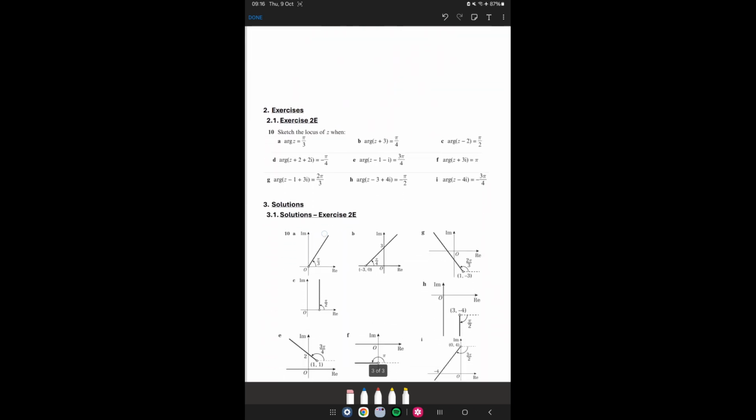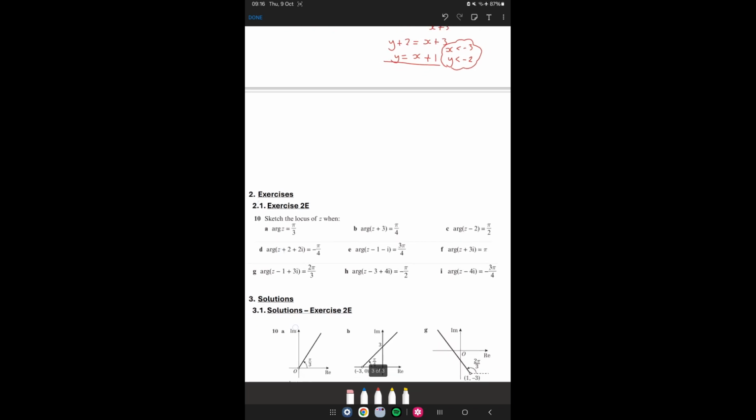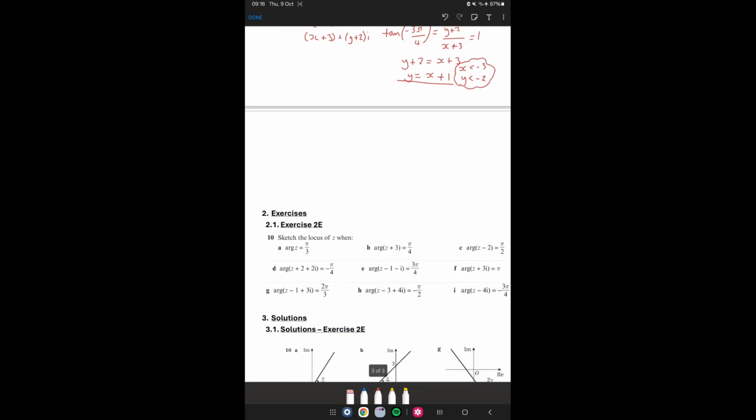So you've got those questions to have a look at, exercise 2E question 10. I'll load this so you can have a look at it, and then you've got your solutions at the bottom of the page.